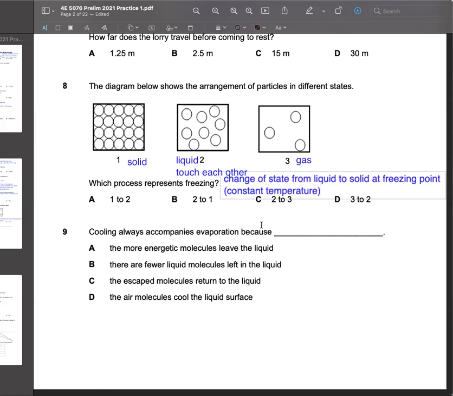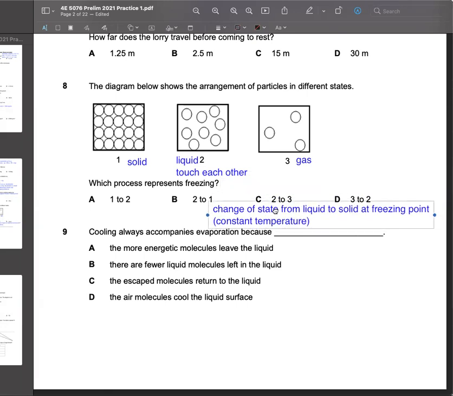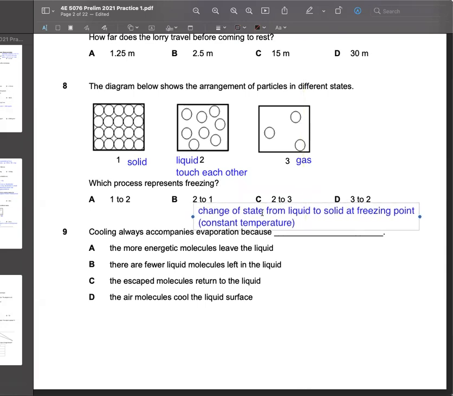Okay, so what's boiling? Change of state from liquid to gas at boiling point. Yeah, but everyone, you must mention that it is at a certain point.